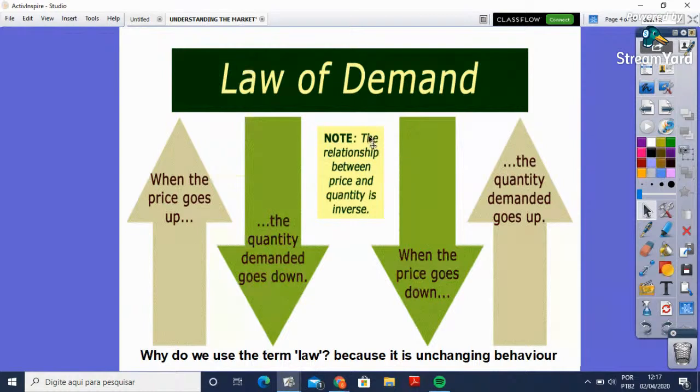And for you to remember something about the law of demand, you can see the relationship between the price and the quantity is inverse. Price goes up, quantity goes down. This is something very important for you to remember.